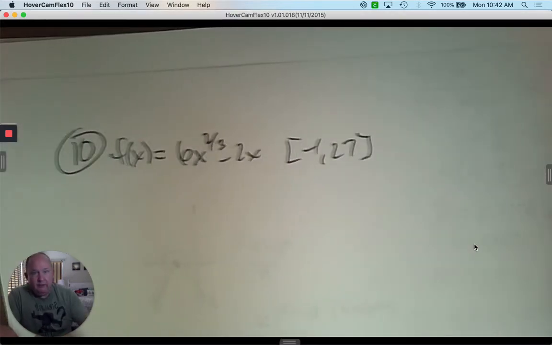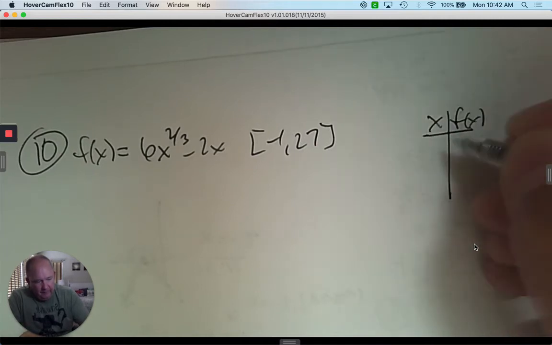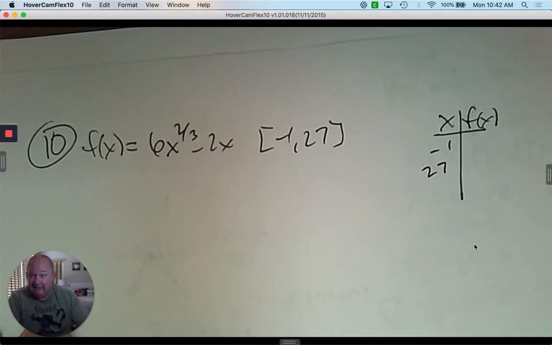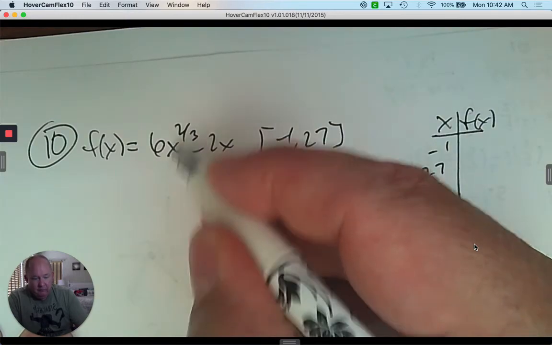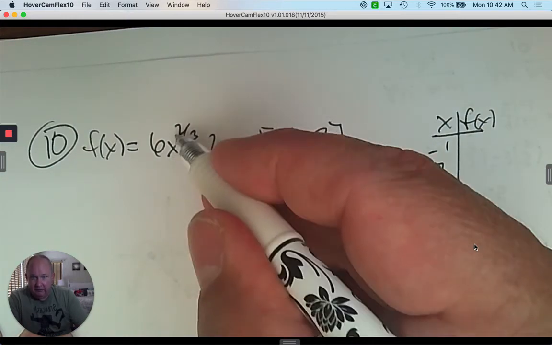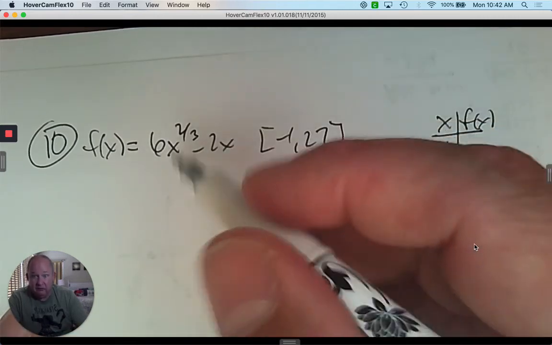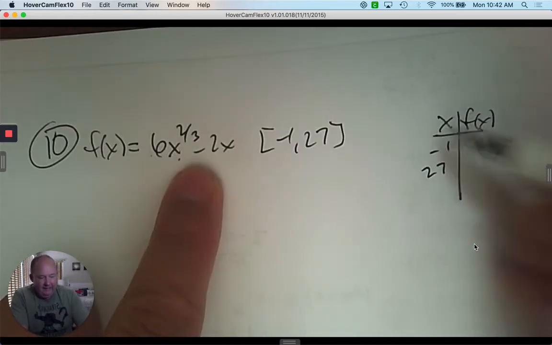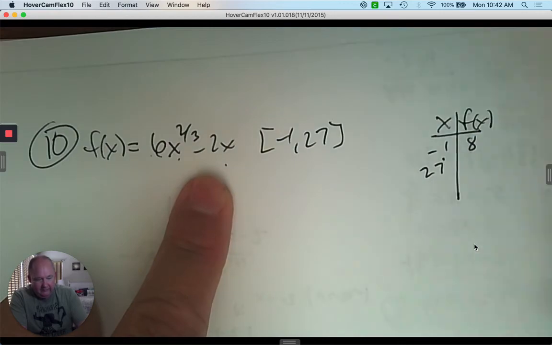So step 1 is I'm going to do a table of values. So I already know I need to use negative 1 and 27, and I might as well plug it in and get the values right away. So if I use negative 1 squared means it's going to be positive, and then 1 to any exponent is 1. So this is actually just going to be 6 times 1. That's 6. And then a negative times a negative makes it positive 2. 6 plus 2, that's 8.